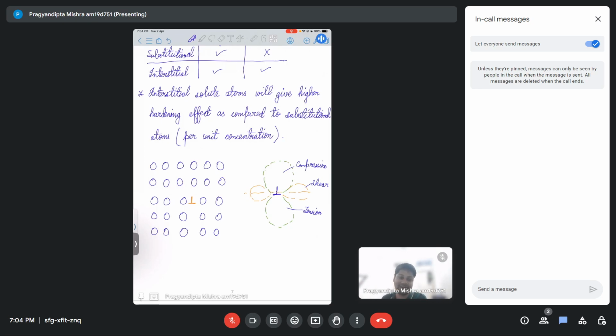It will try to release the tension, right? Because it is larger, it can release the tension. So it will try to go and sit below. So we can say, if I use a red ink to probably draw this, a substitutional atom larger than the solvent atom. Okay.